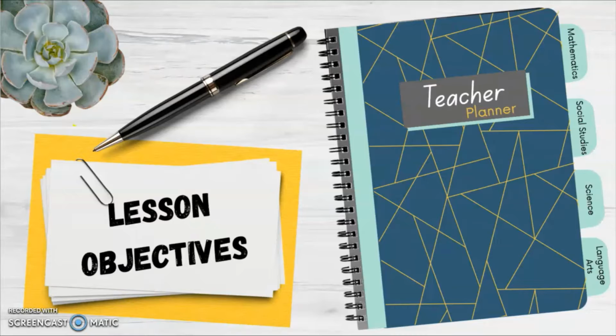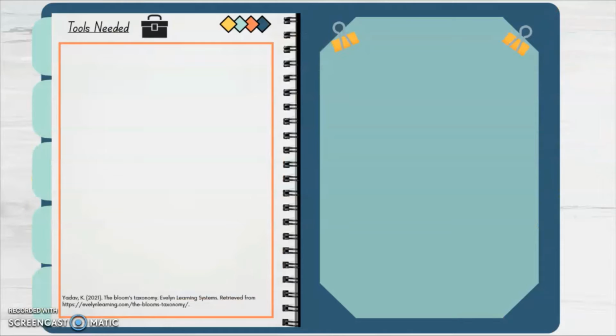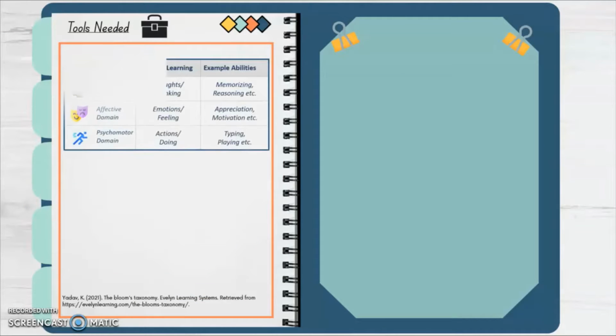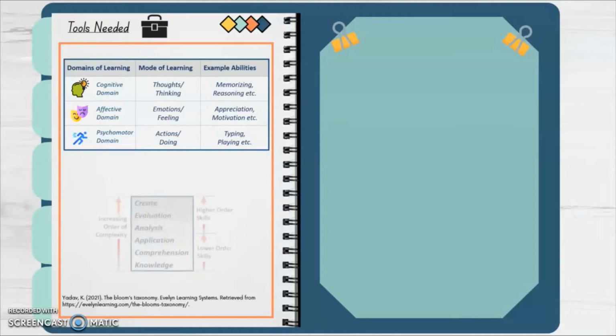Yes, lesson objectives. And before we begin, as mentioned in our previous video, there are some things that we're going to need in order for us to write our lesson objectives, the tools. And the tools that we're going to need is none other than the domains of learning. Yes, we have three, which are the cognitive domain, the affective domain, and the psychomotor domain.